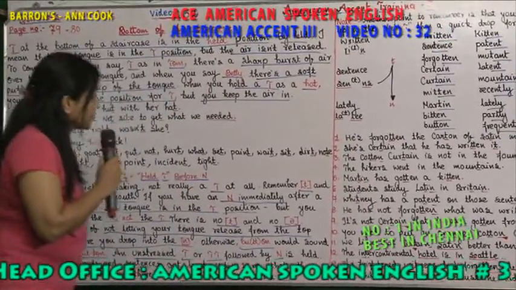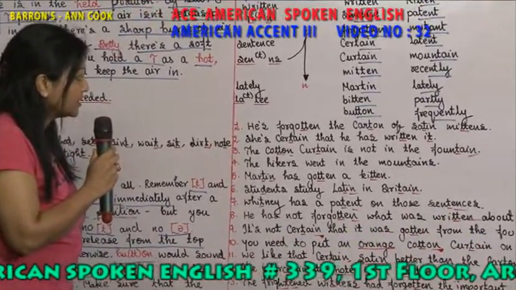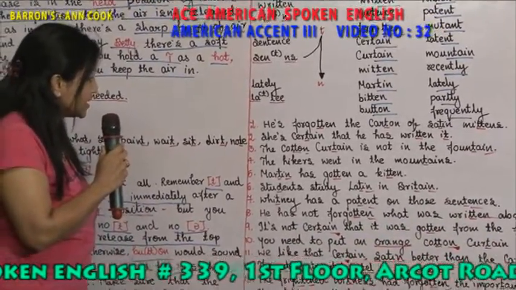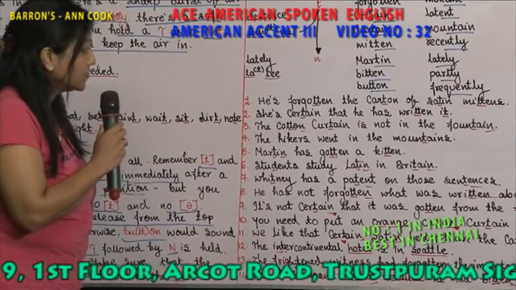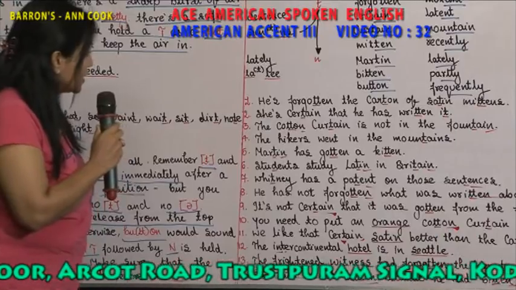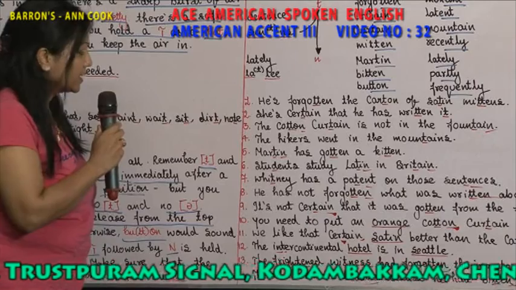Closer, yeah, go closer. He's forgotten the curtain of satin mittens. She's certain that he has written it. The cotton curtain is not in the fountain.